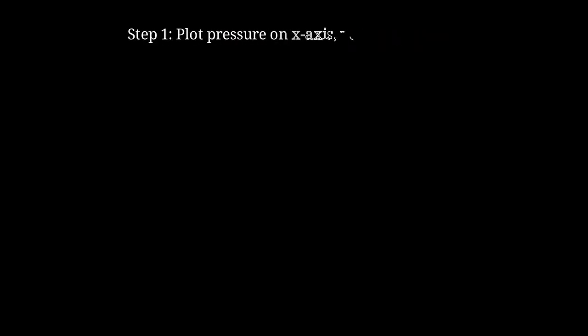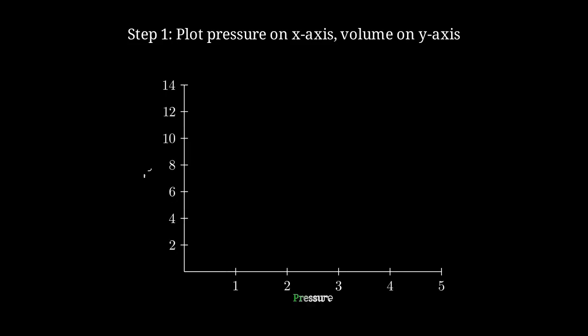Step 1. Decide what goes on which axis. Convention says the independent variable, what you control, goes on the x-axis. That's pressure. The dependent variable, what you measure, goes on the y-axis. That's volume. Here are your axes. Pressure on the x-axis, volume on the y-axis. Always label your axes with units. Is pressure in atmospheres? Inches of mercury? Pascals? Be explicit.